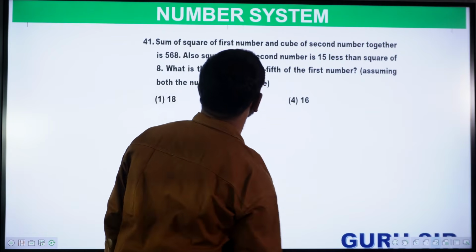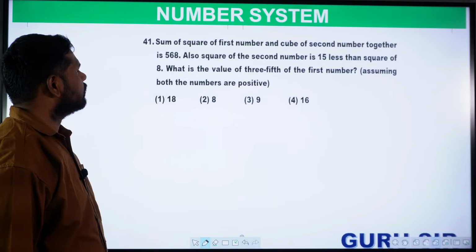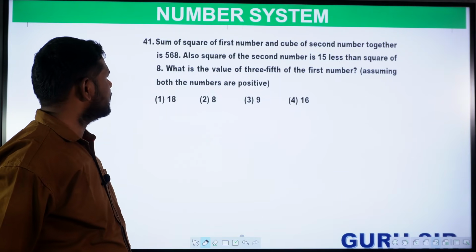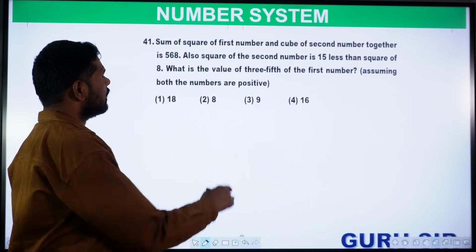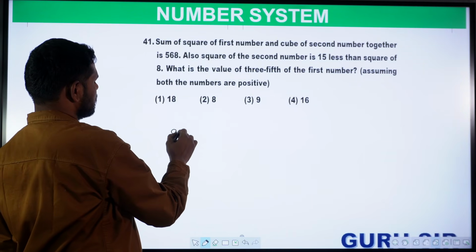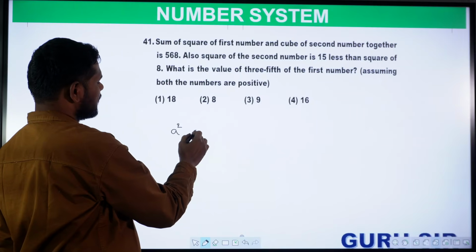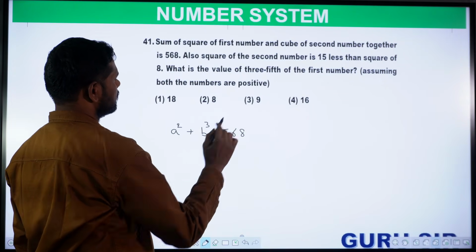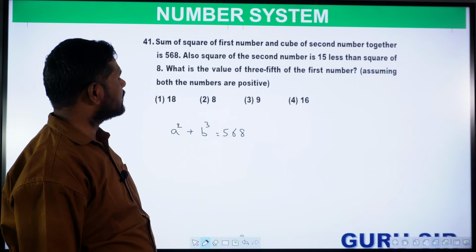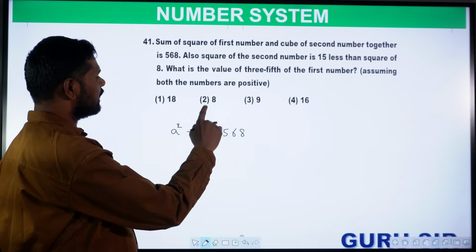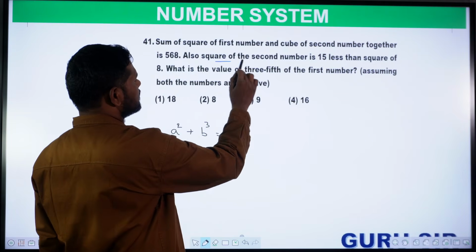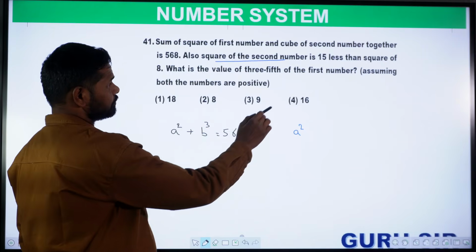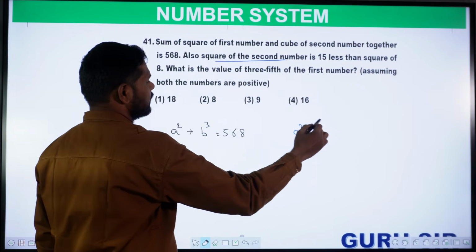Next one. The sum of the square of the first number and the cube of the second number together is 568. Just read: the square of the first number and the cube of the second number, this sum is given as 568. Also, the square of the second number is 15 less than the square of 8. 8 square is how much?